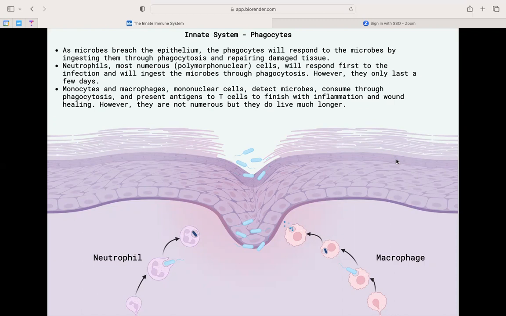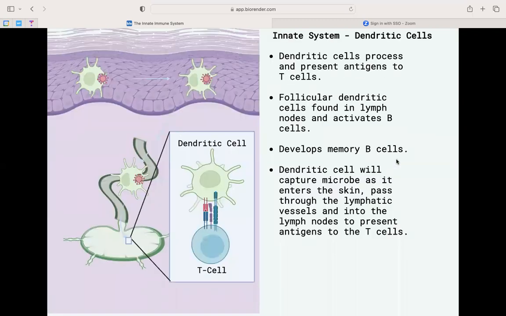invading microbes. Dendritic cells also play an important role in the innate system, as they are a cell that processes and presents the antigens to T cells. However, that is as far as their functions go, since they mainly alert and do not clear invading microbes. For example, the follicular dendritic cell can be found in the lymph nodes and activates B cells and develops the memory B cells too. The way that the dendritic cells will present antigens to T cells is that dendritic cells will capture the microbe as it enters the skin, passes through the lymphatic vessels and into the lymph nodes to present these antigens to the T cells.